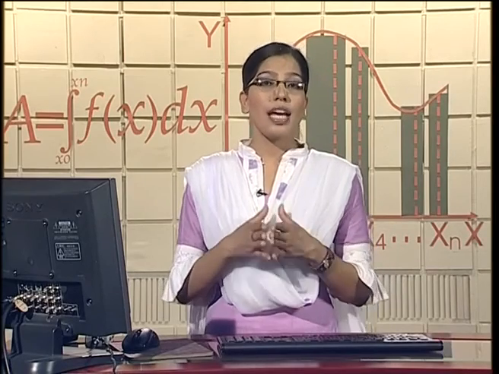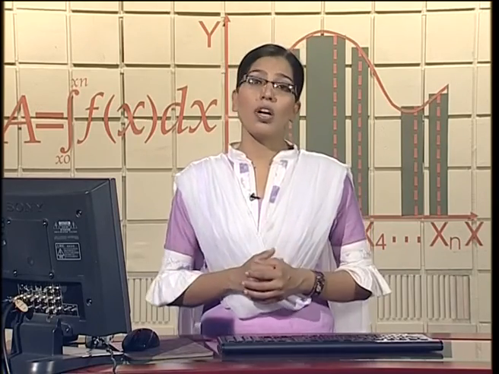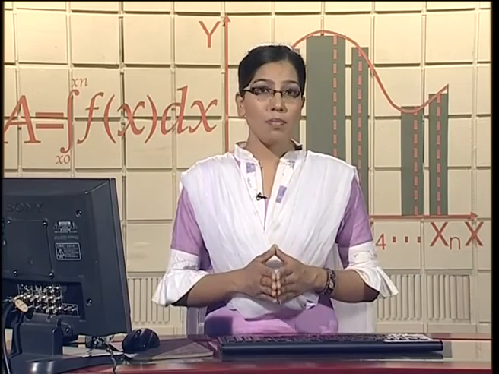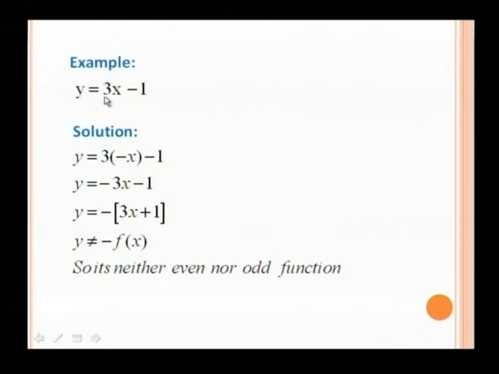Now, as I told you that not every graph is the graph of a function, every function is also not an even or odd function. To understand this concept, we will consider an example which is on the screen. If we have a function y is equal to 3x minus 1, and we replace x by minus x, we have y is equal to 3 times minus x minus 1. Finally, we have y is equal to minus 3x minus 1, which is not equal to the function. So y is not equal to minus f of x, so it's neither an even nor an odd function.